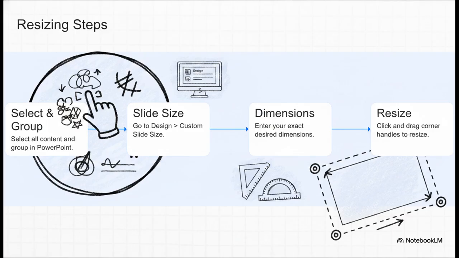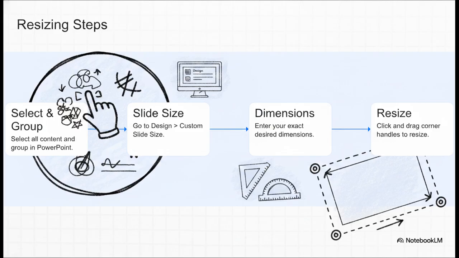Incredibly simple. You can actually scale these proportionally up to 47 inches tall without any loss of quality, making them visible all the way down a long hospital corridor. It just takes 4 quick steps. Step 1, select all your content using Command-A on a Mac or Control-A on Windows. Right-click and group it. Step 2, click the Design tab and select Slide Size.